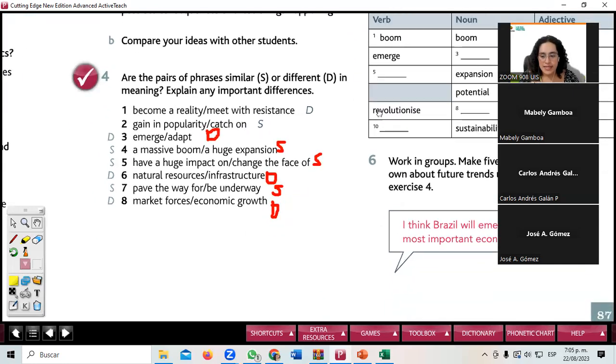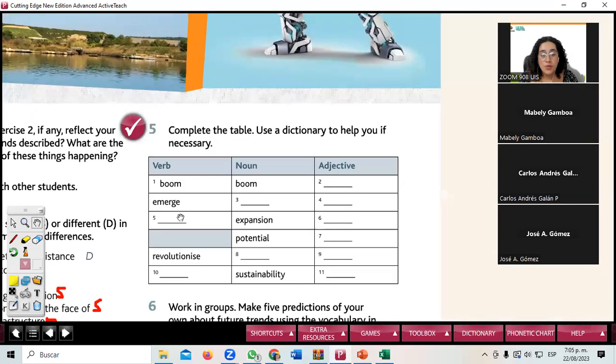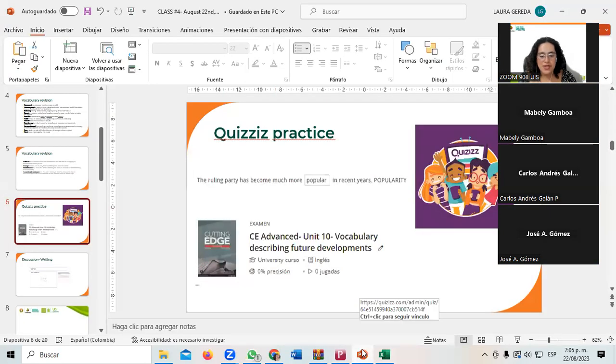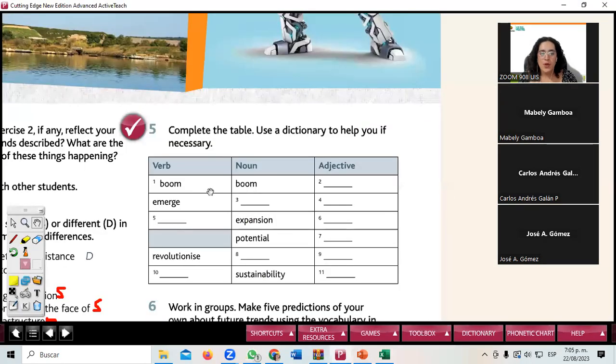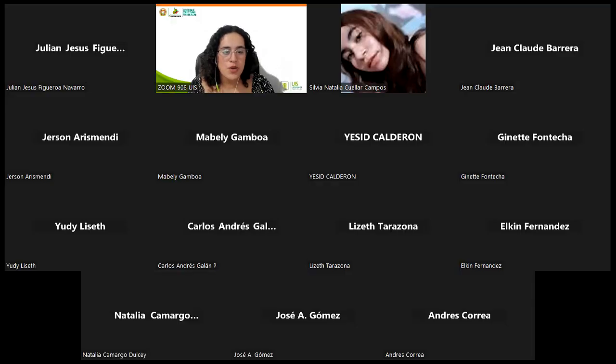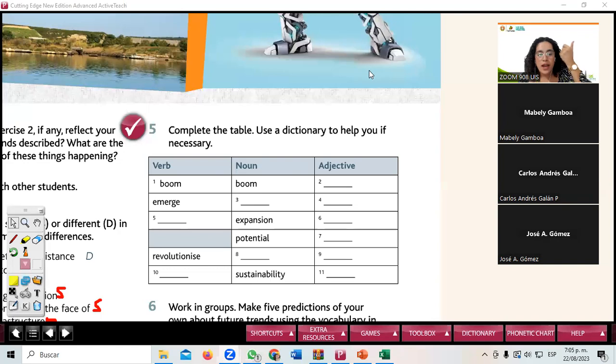All right, guys, excellent. So let's do one more exercise before we play the quizzes. It's very interesting. Here, if necessary, use a dictionary to help you with this activity because we're going to review the three forms of the word. It can be a noun, a verb, or an adjective. So they have different forms, okay?